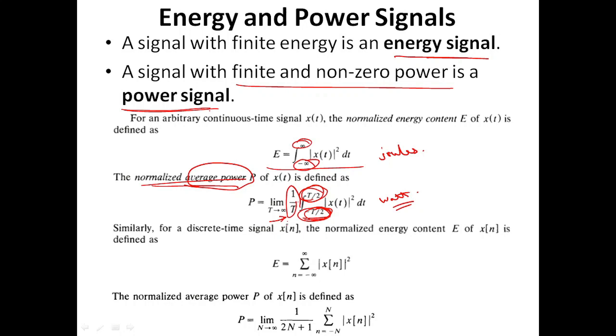This is in the continuous time domain. In the discrete time domain, it is the same thing, except the integration is changed into a summation. For energy, n equals minus infinity to infinity, you do the addition. For normalized average power, you do the same thing: limit of capital N tending to infinity, 1 by 2N plus 1, summation of n equals minus N to capital N, modulus of x of n whole square.